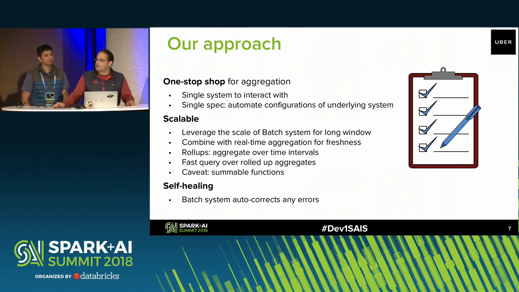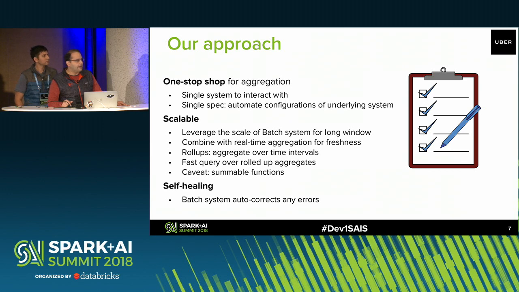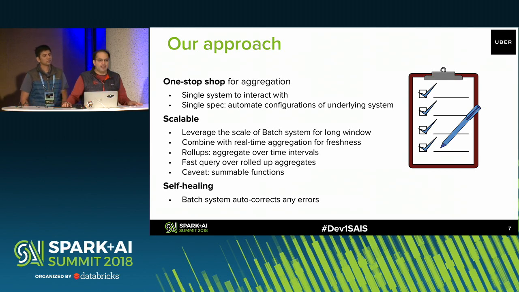We decided to make our solution a one-stop shop. That means that there'll be a single system that our users would interact with, regardless of the underlying complexity, the subcomponents. There will be a single spec that they would use to onboard their features, and the system would automatically generate snippets of code or reconfigure the underlying components behind the scenes and completely hide the complexity from the end user. The way we made our solution scalable was essentially leveraging the scale of the batch system.